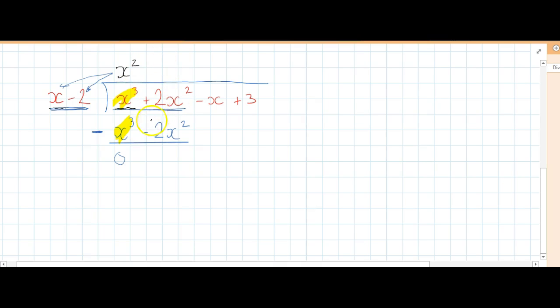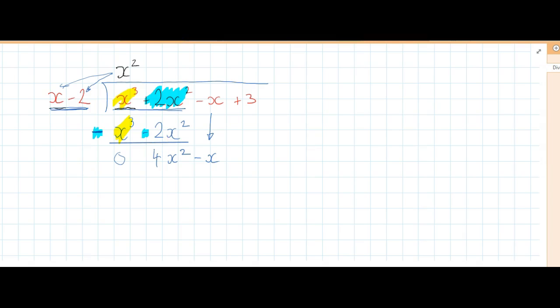So now 2x squared, take away negative 2x squared. If we take away a negative number, we add it. So in fact we're adding 2x squared to 2x squared, which will give us 4x squared. That becomes my new dividend. Now I've only got one term, so I bring this next term down. So I've got negative x. I'm no longer working with this dividend here, I've got a new one down here.